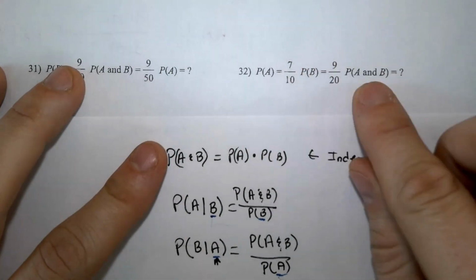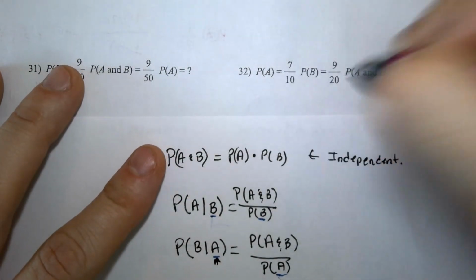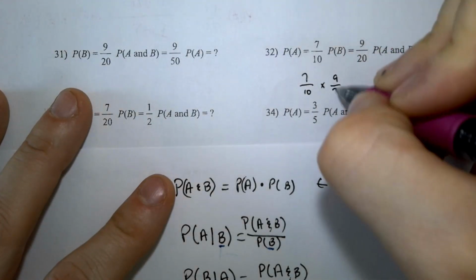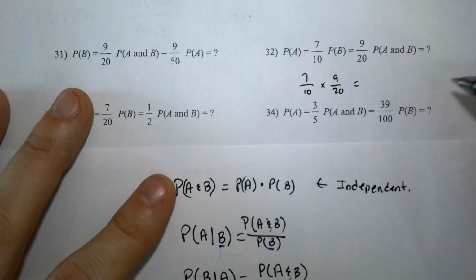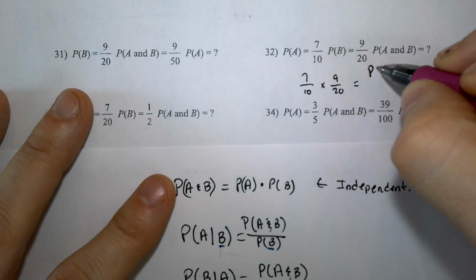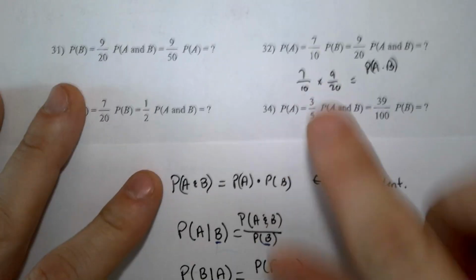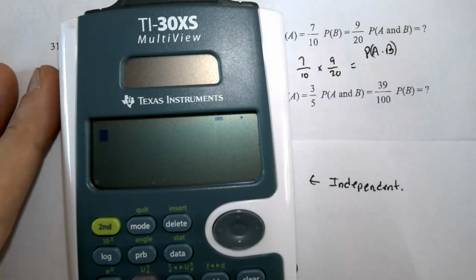So probability of A and B, if we have probability of A and probability of B, you just have to do 7 over 10 times 9 over 20, and that would equal the probability of A and B. Because that's what the formula says: probability of A times probability of B equals probability of A and B. So we just multiply those two together. No problem. I can multiply things in my calculator.